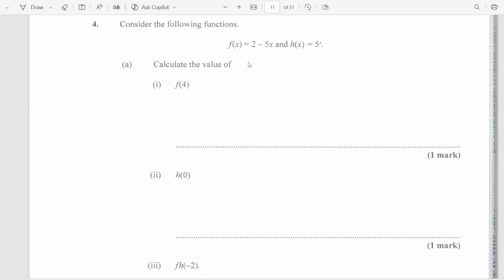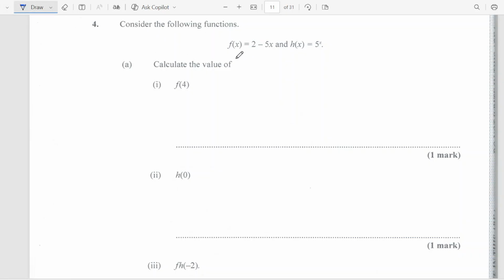Honestly, this question is supposed to take, let me say, 6 to 7 minutes. I'll give all y'all time to do this. See if I can remember how to do functions. I'll pause this recording. Right, so let's look at January 2024, question 4.